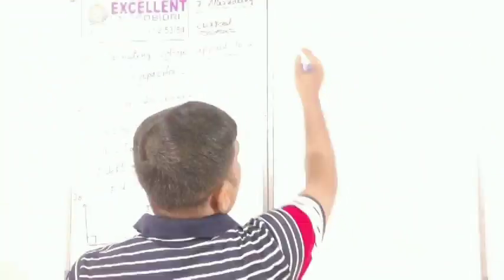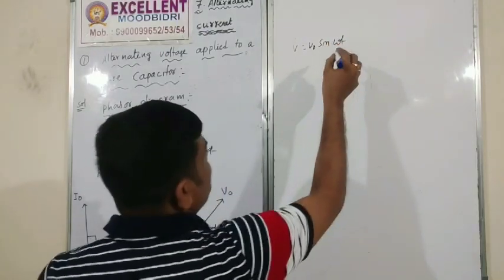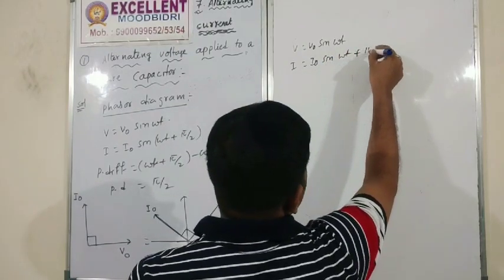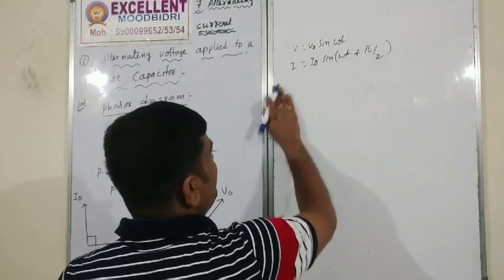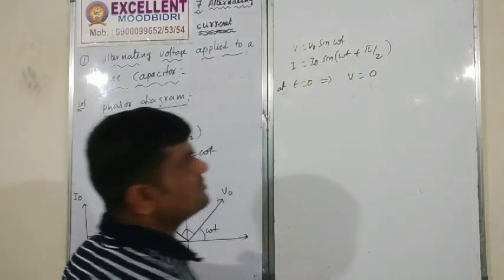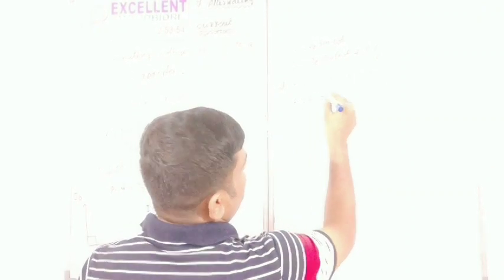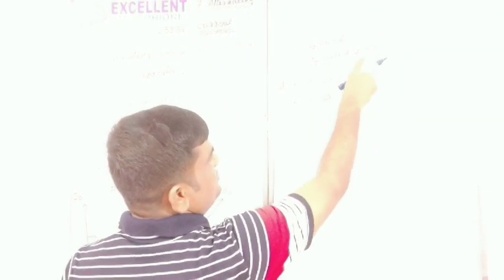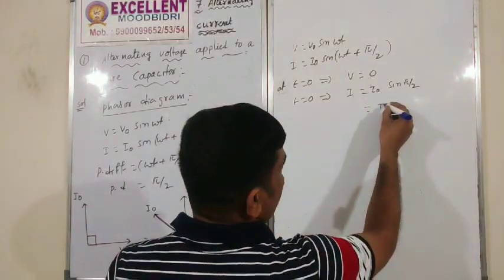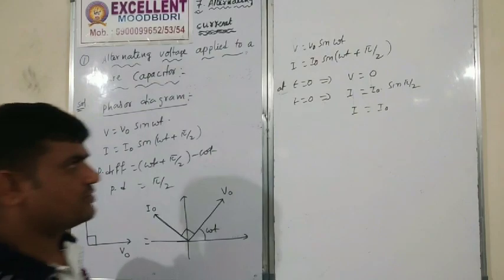Right. So you already know V is equal to V naught sine omega t. Correct? So I is equal to I naught sine of omega t plus pi by 2. Or else at t is equal to 0, V is equal to what? 0. Correct? Sine 0 means 0. Then I at t is equal to 0 is I naught into sine pi by 2. Pi by 2 means 1. So I naught. Negative or positive? Positive. Correct? Positive value only.